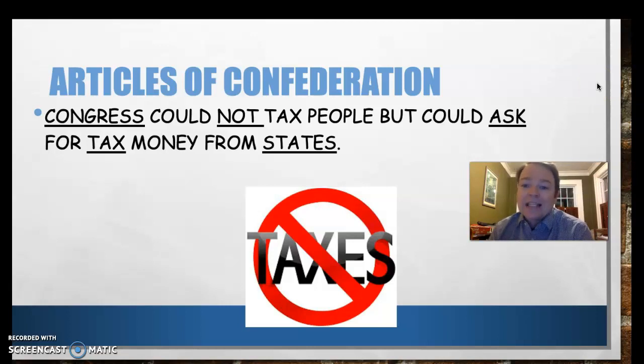They could only ask for tax money from states. Now that's a problem, and I don't want to get too far ahead of myself on this one, but we talked about how governments make money to pay for things, typically through taxes. So if the government can't tax, and we know most people don't like taxes, spoiler alert, the government's not going to have that much money. But again, trying not to get ahead of myself too much with that.